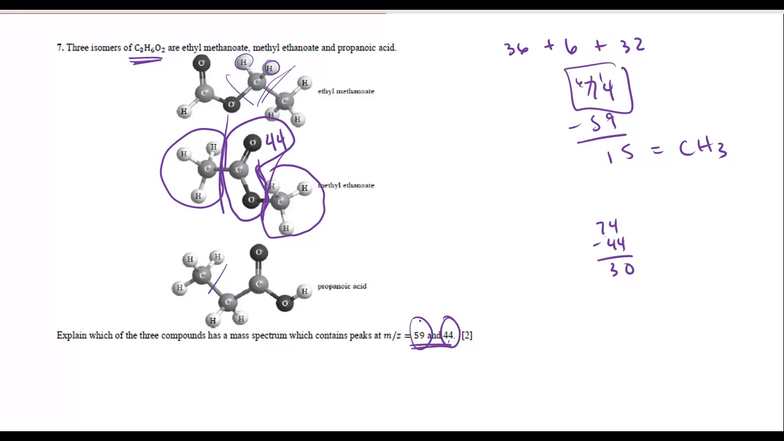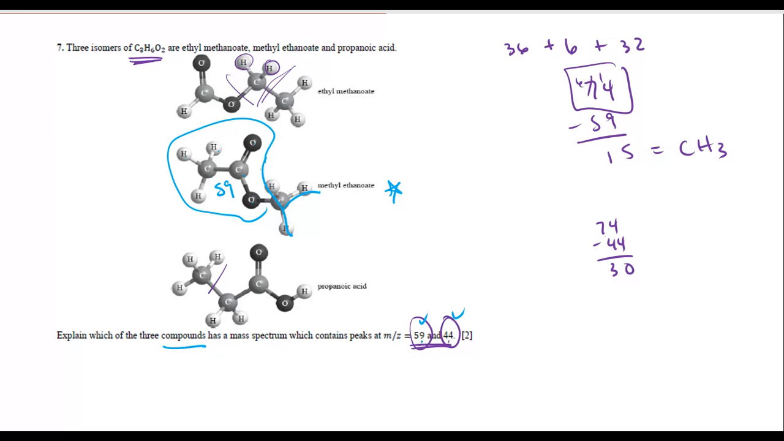And then the 59 is going to be, if I chopped off only one of the methyl groups, and it flew off, what's left? I have 16, 16, 32 plus 12 is 44, plus 12 is 56, 57, 58, 59. So the mass of this chunk is 59. So we definitely have methyl ethanoate as the compound with the mass spec of those peaks. And that's all I've got for mass spec.